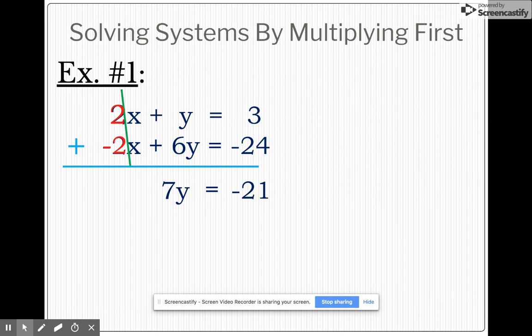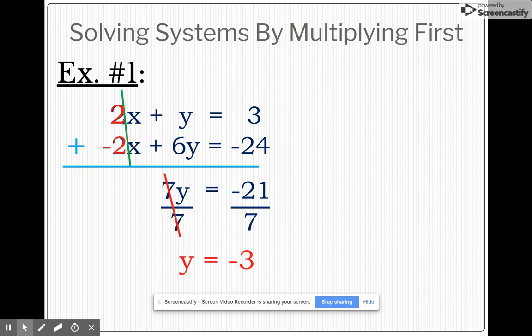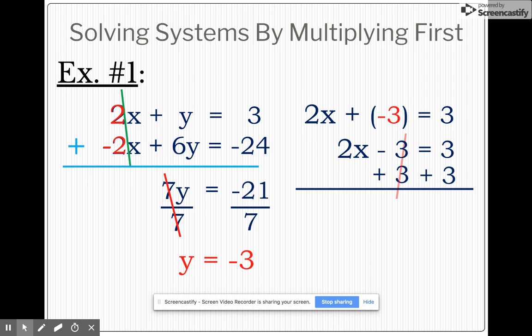From here on, this should be just like what we've been doing the past few days. Divide both sides by the coefficient, which is 7, and we get y equals negative 3. For the y equals negative 3, we then plug into one of the equations. Like I said, it doesn't matter which one you choose. I'm going to choose the first one. So instead of 2x plus y equals 3, we write 2x plus negative 3 because that's our y. And then we solve for x. You'll add 3 to both sides. 2x equals 6. So our x is going to equal 3.